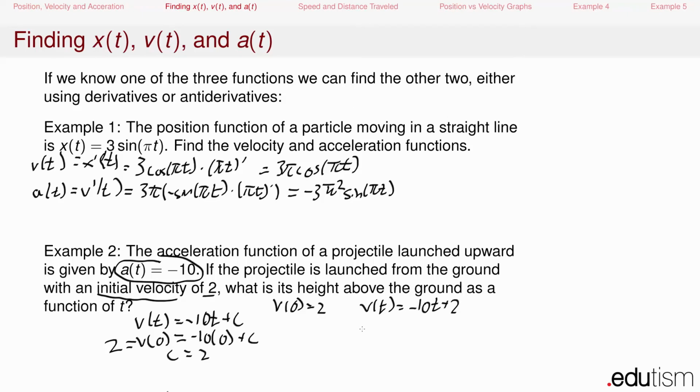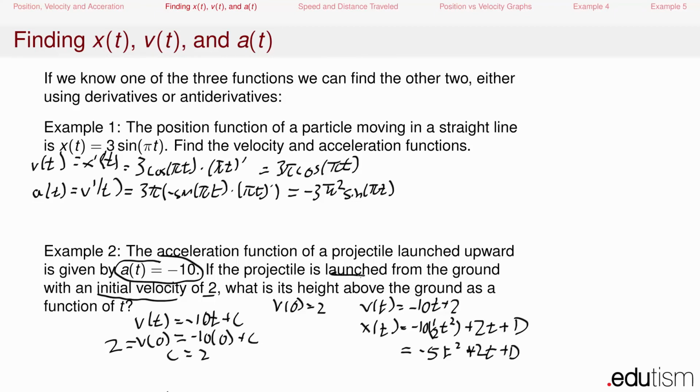Now if I want to find my position function, my height, I've got to do the antiderivative of this. So my position function x of t is going to be, the antiderivative of negative 10t is going to be negative 10 times 1/2 t squared. The antiderivative of 2 is 2t, and then I'm going to have another constant d. This simplifies to negative 5t squared plus 2t plus d.